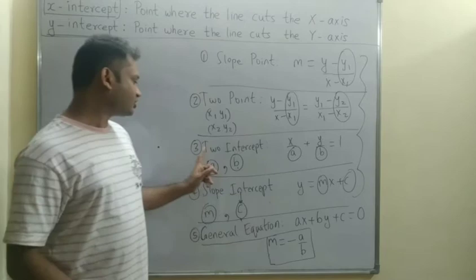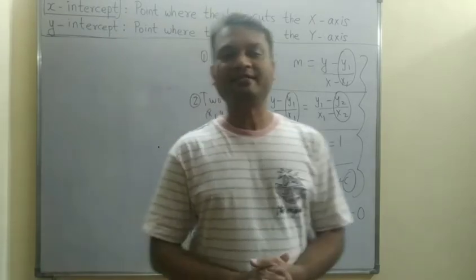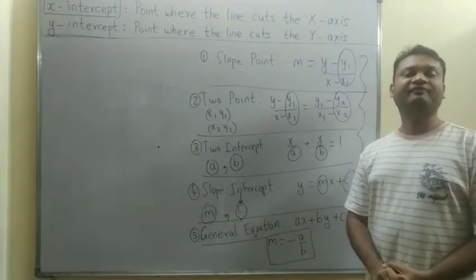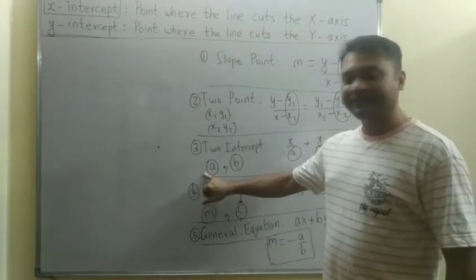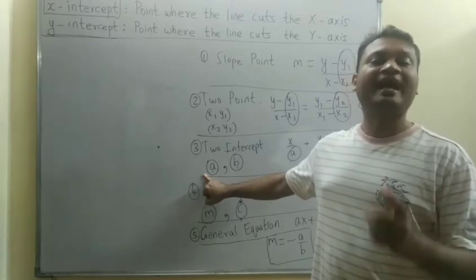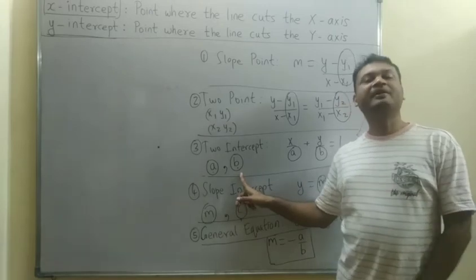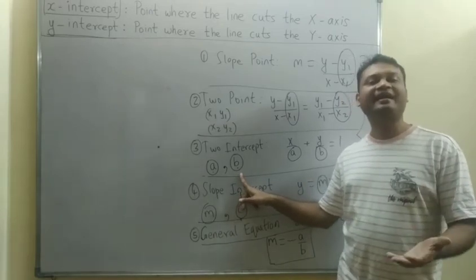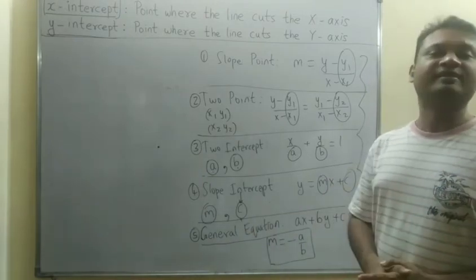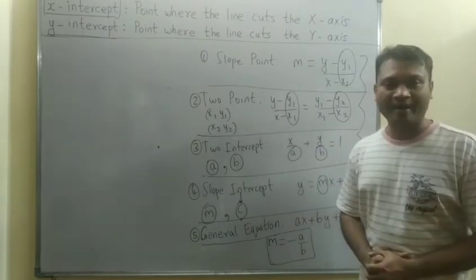Then we studied our next form, which is 2-intercept form, in which we had two intercepts. One is x-intercept, which is A, and y-intercept, which is B. What is x-intercept? X-intercept refers to the point at which the line cuts the x-axis. Similarly, B, y-intercept, refers to the point at which the line cuts the y-axis. So the double intercept or 2-intercept form was x by A plus y by B is 1.